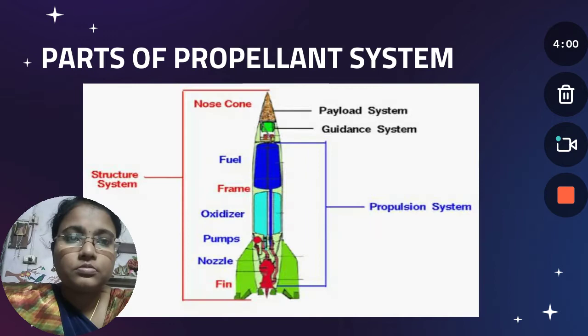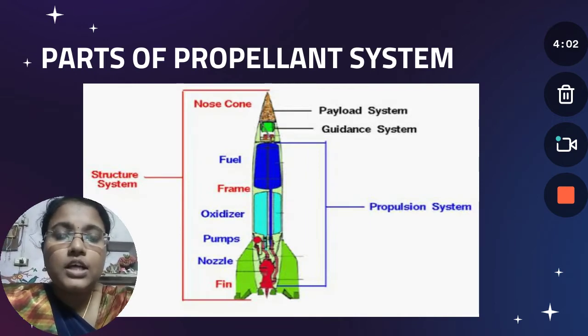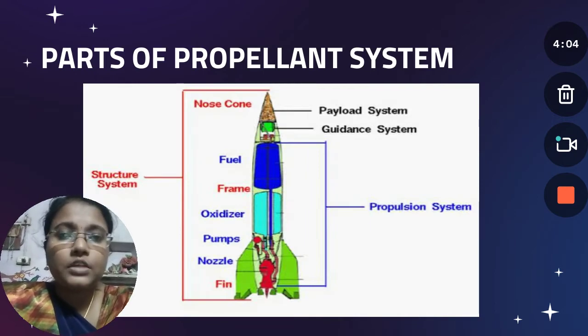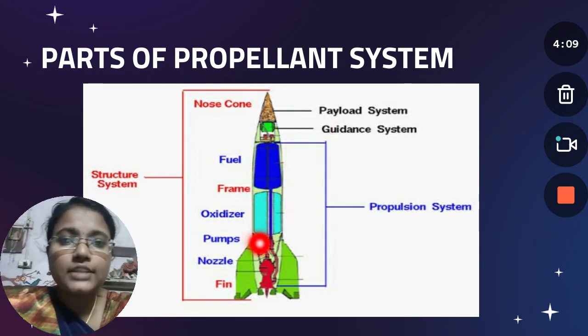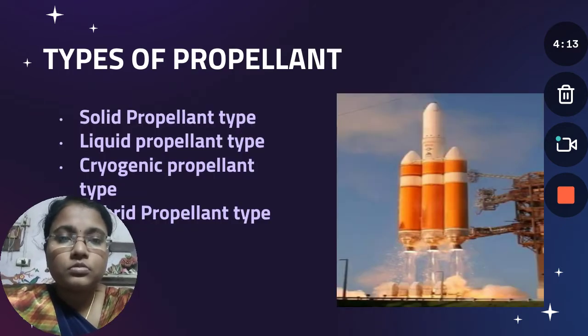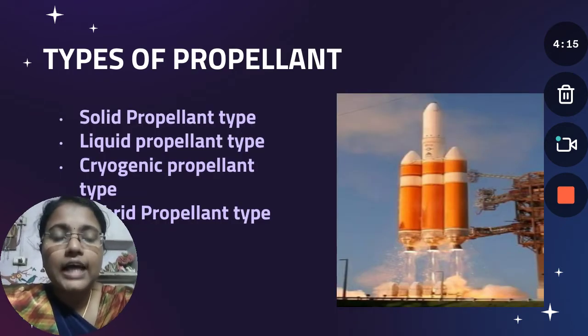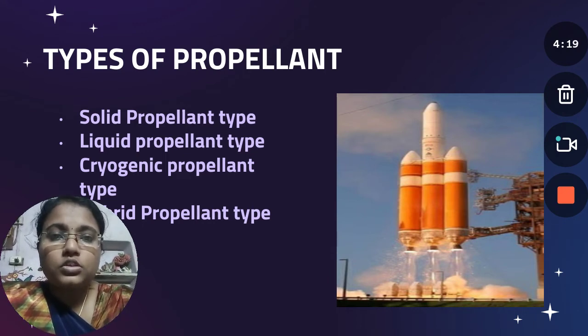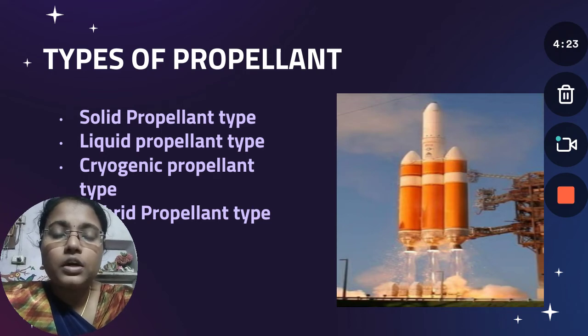Now let's see about the parts of the propellant system. The propellant system consists of fuel, oxidizer, pumps and nozzle. Now let's see about the types of propellant. There are 4 types of propellant: solid propellant type, liquid propellant type, cryogenic propellant type and hybrid propellant type.